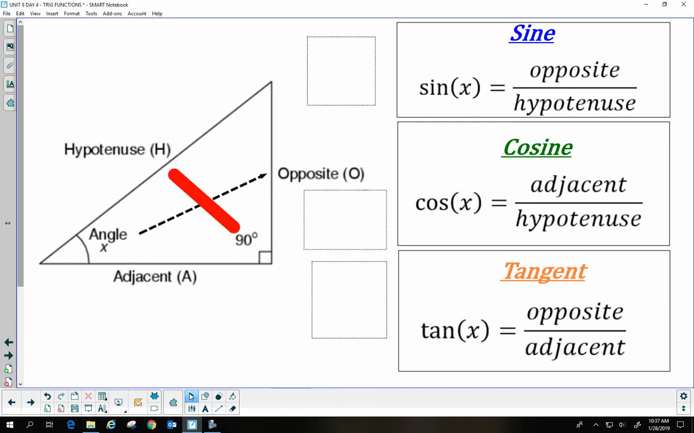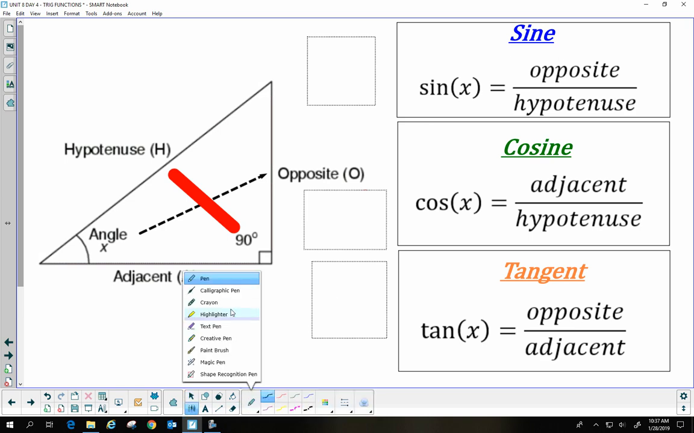So what we have are three relationships. The sine function takes our angle X and relates it to the side opposite from it, divided by the hypotenuse. So if we write a ratio of the opposite side over the hypotenuse, that is a sine function, and it's just a relationship as it relates to our angle. The cosine of that angle is the adjacent side divided by the hypotenuse, and the tangent is the opposite side divided by the adjacent.